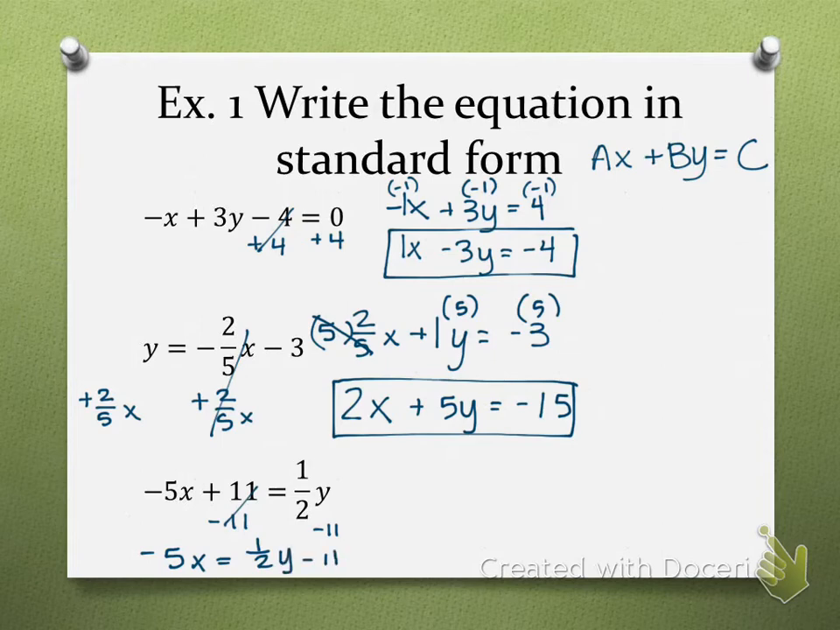So now what do I need to do to move 1/2 y? Subtract it. Very good. Because it's a positive 1/2, we subtract 1/2 y. And I rewrite it. So my equation is negative 5x minus 1/2 y equals negative 11. Now I've got two problems. First problem is my leading coefficient, negative 5, is negative. Can't be negative. Second problem is I've got a fraction.